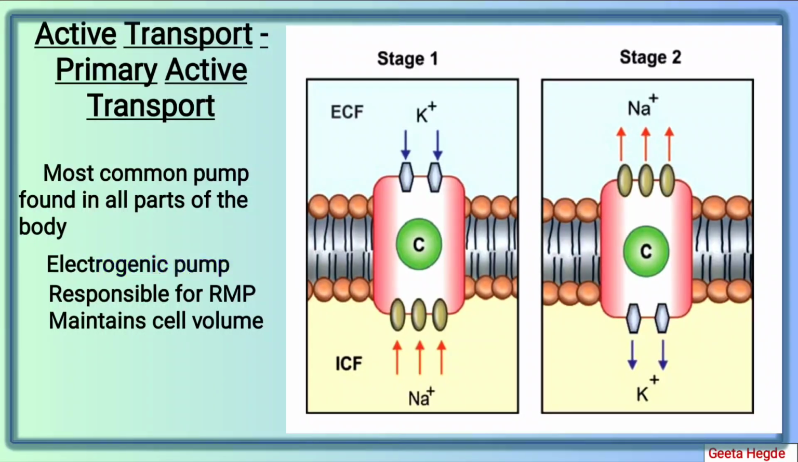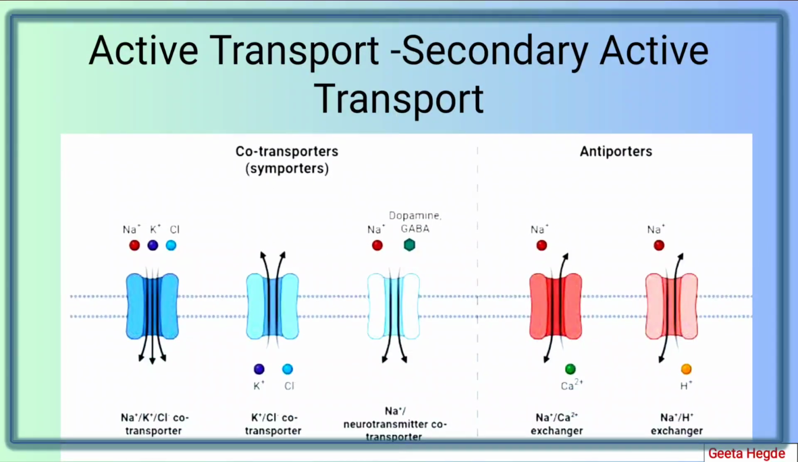Another type of active transport is secondary active transport. So what is secondary active transport? This is the type of transport which uses the energy stored in the form of an ion gradient. Now how is the ion gradient established? It is established by the primary active transport to move any other substance across the gradient. Now there are two types of secondary active transporters. One can be symporter, other is antiporter.